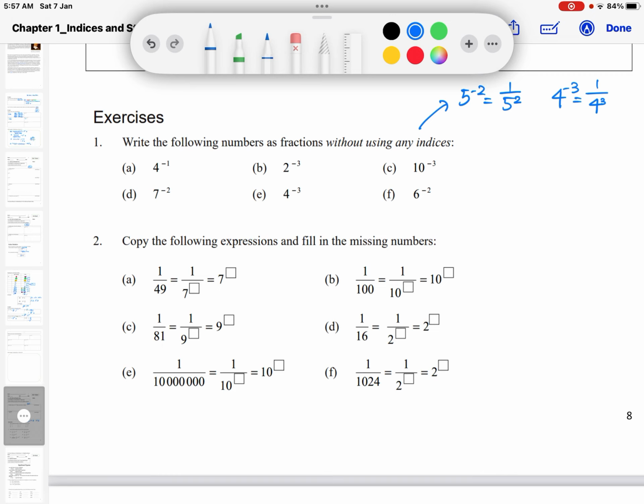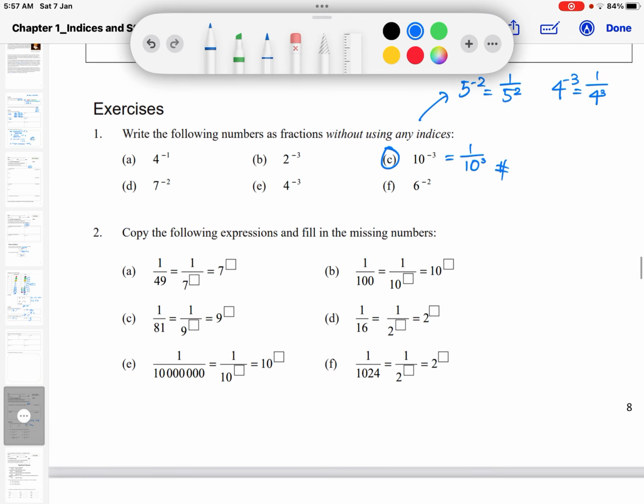If you remember this, you will find these questions not too difficult. I'm just going to go through a few of them, and the rest I'll ask you to do by yourself. I'll go through C, 10 to the power of negative 3, very simple, 1 over 10 to the power of 3. With this you should know the pattern for the others. Go ahead, try it, show your teachers when you're done.